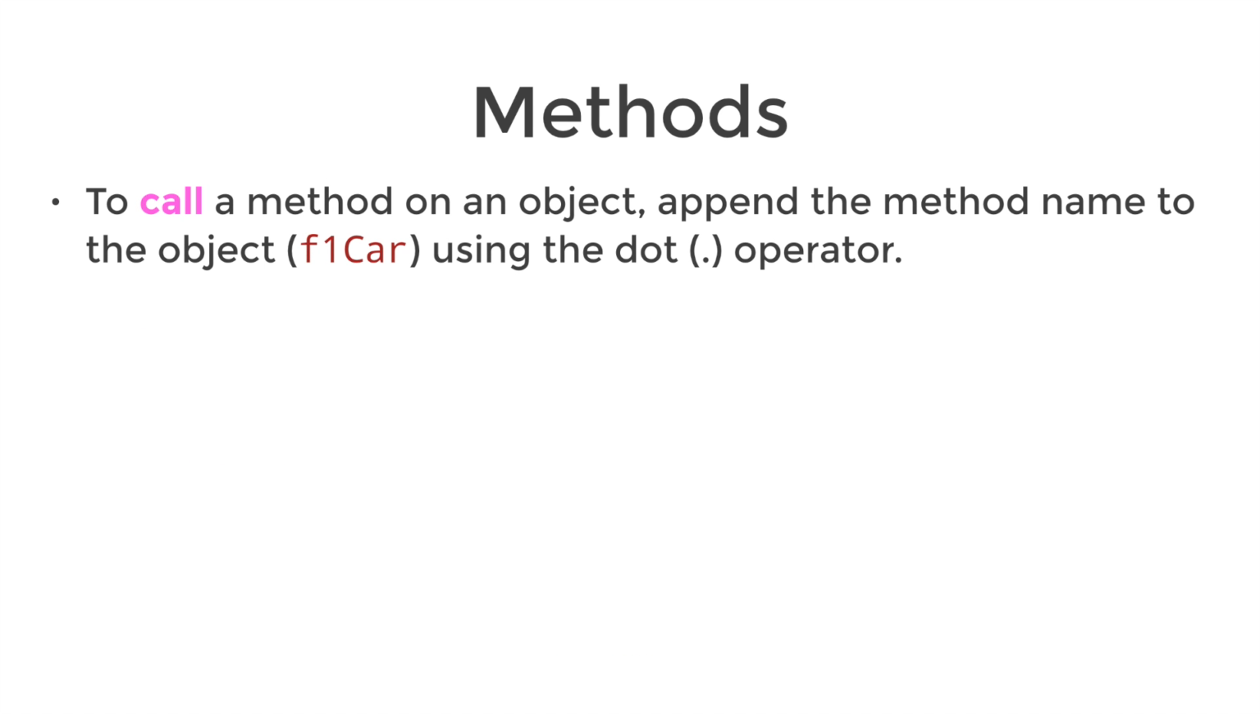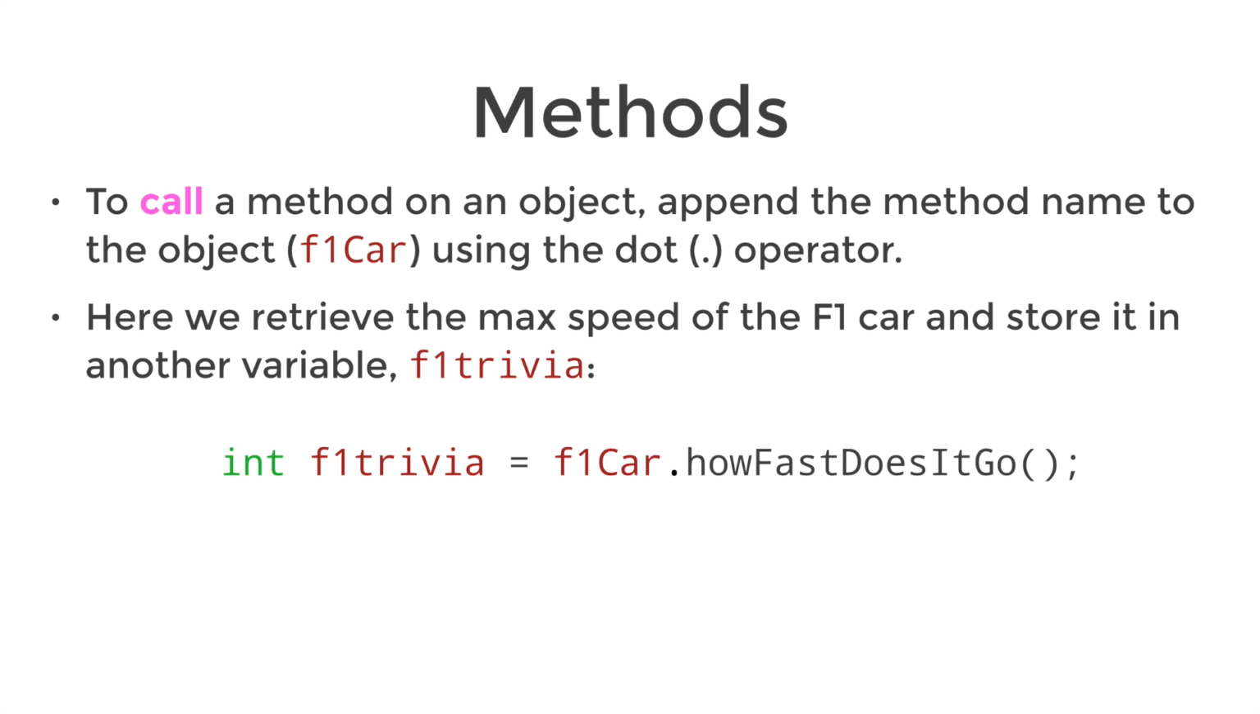Calling a method is easy. All we need is an object. So in this case, our object is the F1 car that we've created, and we call the method how fast does it go, putting the dot operator between the name of the object and the name of the method. And that's it. In this example, we're storing the value of max speed, which is returned by how fast does it go, in a new variable called F1 trivia.